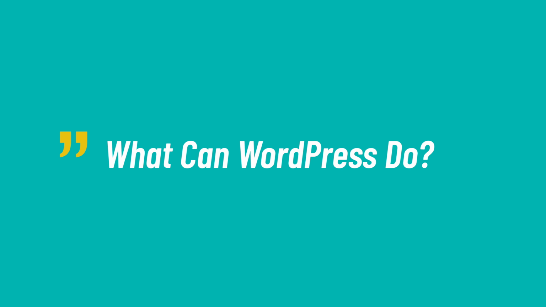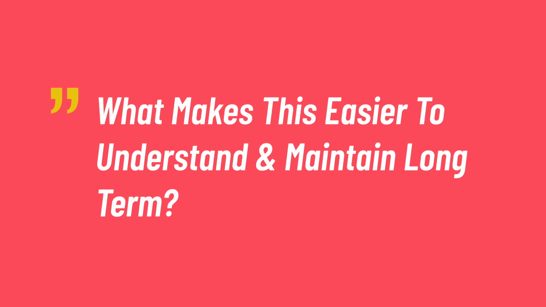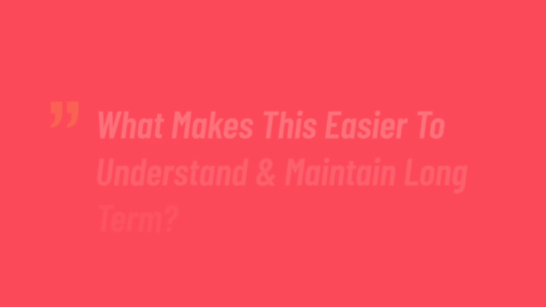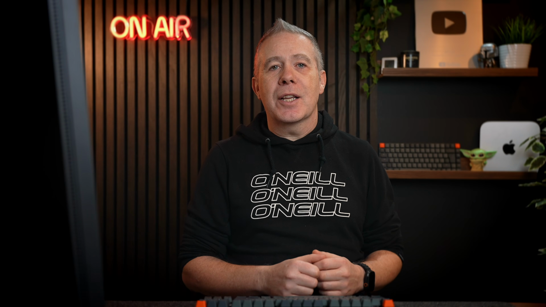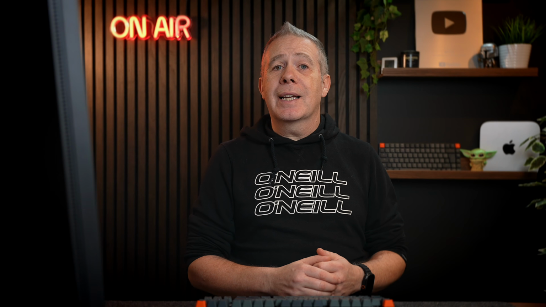So instead of asking, what can WordPress do? A better question is, what makes this easier to understand and maintain long term? Here's a simple question I like to ask when I'm unsure. If I printed this out on a piece of paper, would it look like a list of words or like a card with details? If it's basically a list of labels, a taxonomy is probably fine. If it feels like something that deserves its own card with a name, description, image, and purpose, then a relationship is usually the cleaner option. Again, not a rule, just a really useful way to think about it.